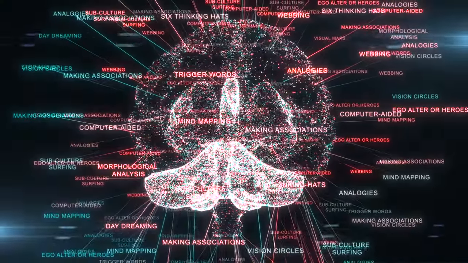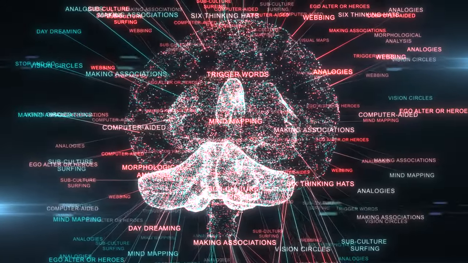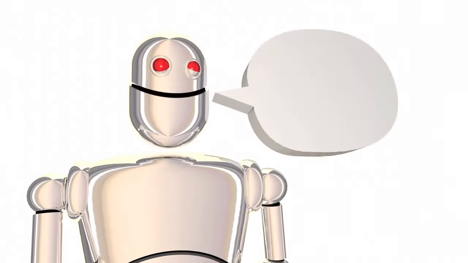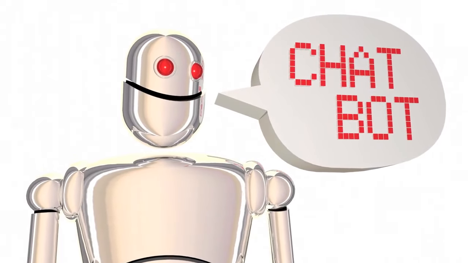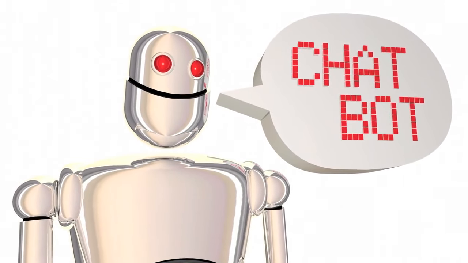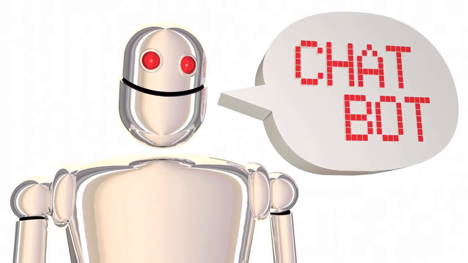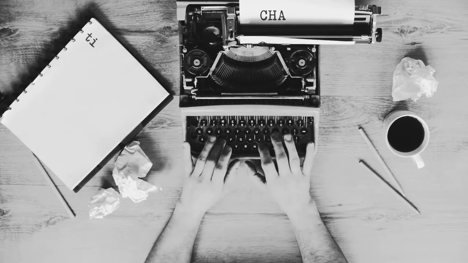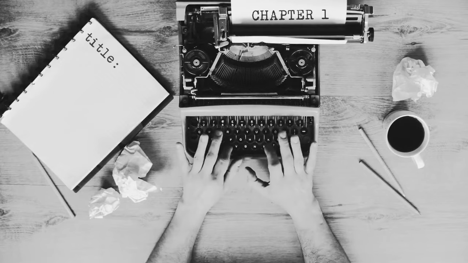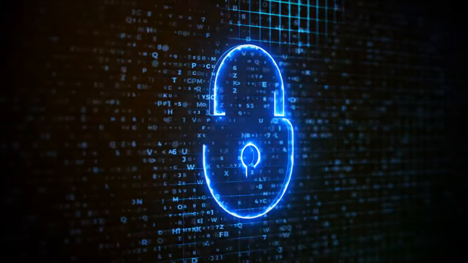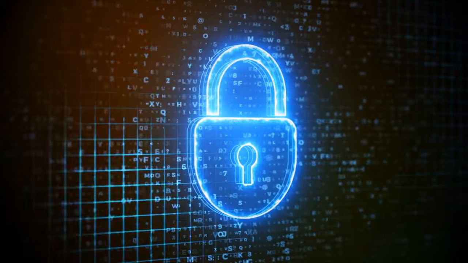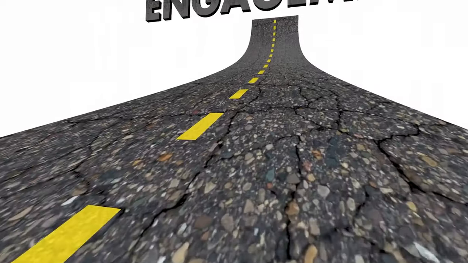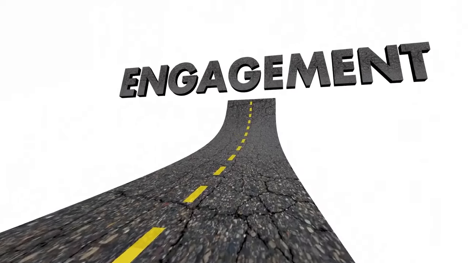1. Start by brainstorming ideas. What do you want your chatbot to do? What questions do you want it to be able to answer? What tasks do you want it to be able to complete? 2. Once you have your ideas, start writing the script. The script should be clear, concise, and easy to understand. It should also be conversational and engaging.